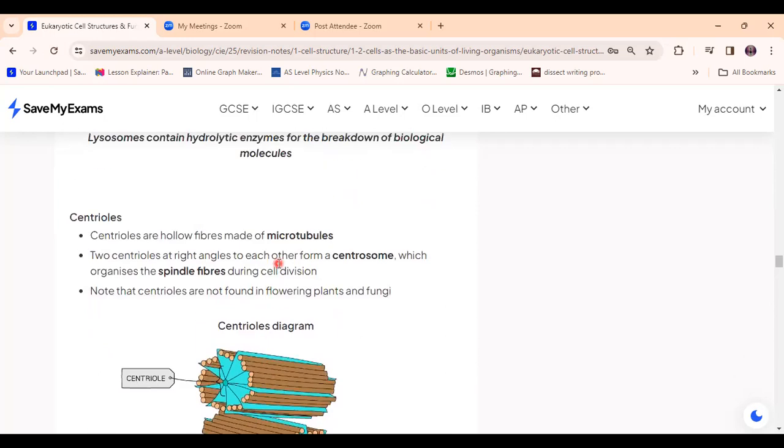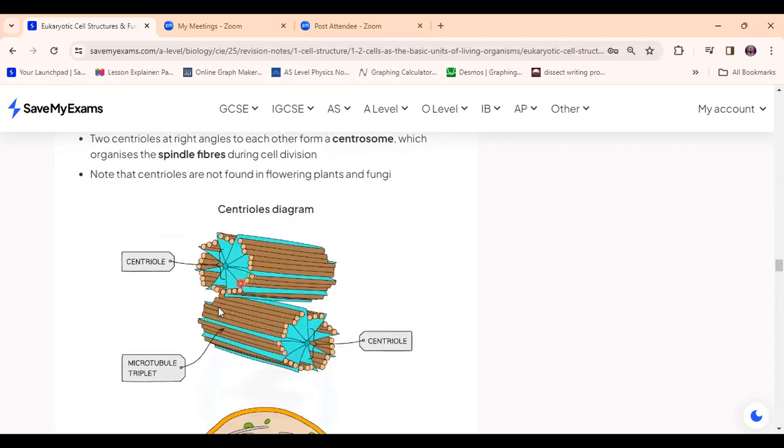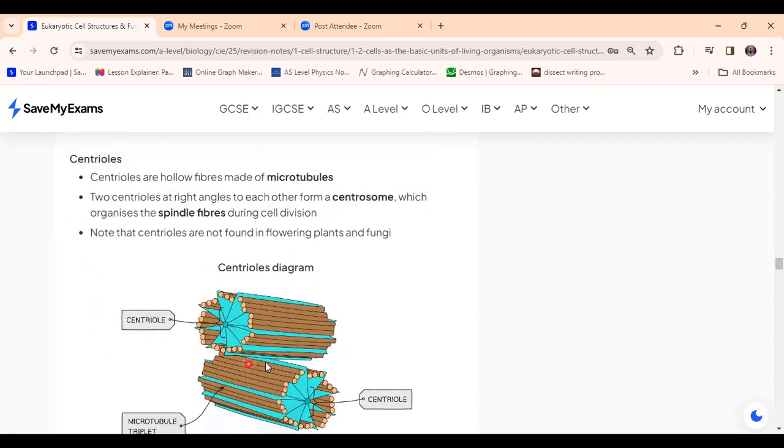Now, we'll soon be wrapping up, but here we've got centrioles. Centrioles are just hollow fibers made of microtubules. And we've got two centrioles at right angles, or orthogonally arranged, that is, arranged at right angles to each other to form a centrosome, which comprises the spindle fibers during cell division.